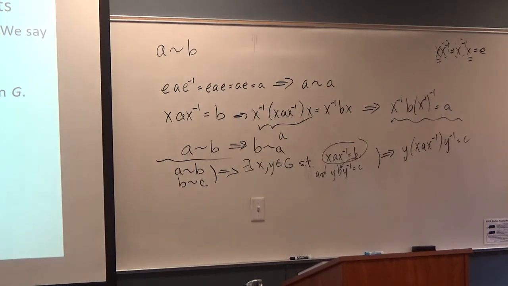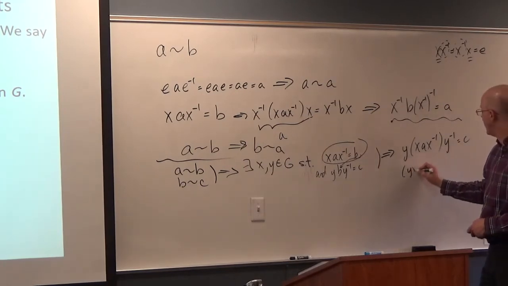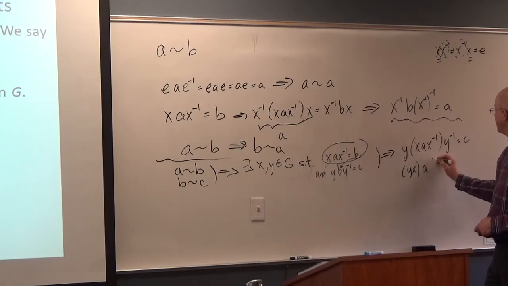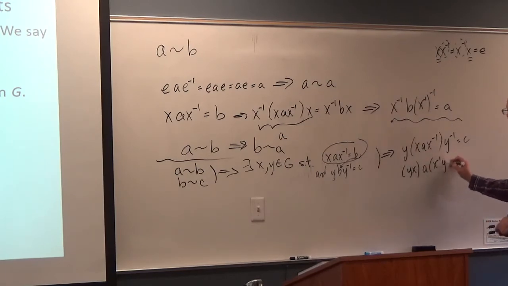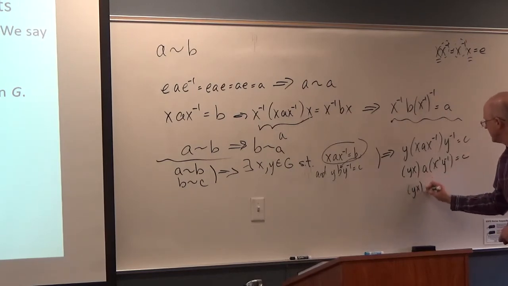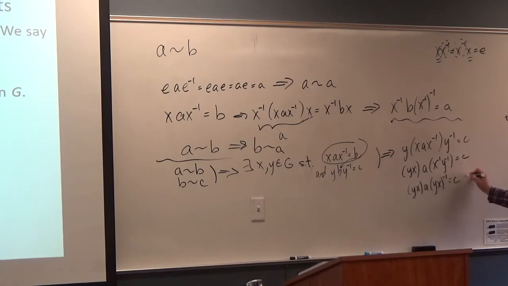I need the associative property, and I also need the sock-shoes property to finish this. Write this as YXAX inverse Y inverse in parentheses equals C, but now by the sock-shoes property, you could write that like this. And that will imply that A is conjugate to C.